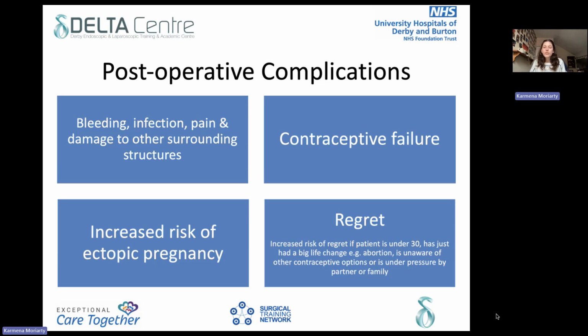And then an interesting one to touch on as well was regret. That's why it's so important that patients are fully informed and counselled before making this decision, because it is a permanent form of contraception. Studies have shown that there's an increased risk of regret if the patient is young when they make this decision, for example, being under 30, if they've just had a big life change or a big medical issue, such as an abortion, if they're unaware of the other contraceptive options available to them, or if they're under pressure by their partner or their family to make this decision. These can all lead to an increased risk of regret.